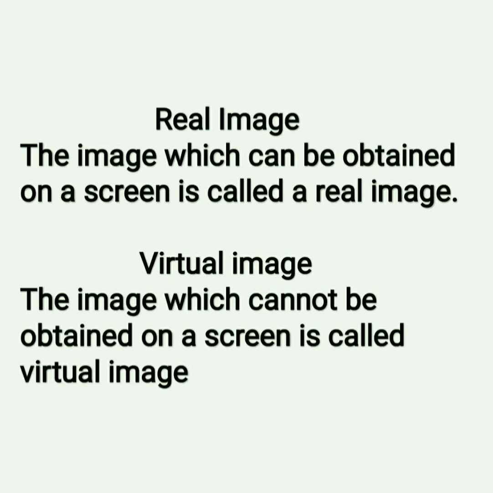Now, let us try to define the two terms real image and virtual image. Real image: the image which can be obtained on a screen is called a real image. For example, image formed on a cinema screen is a real image. Second, virtual image: the image which cannot be obtained on a screen is called a virtual image. It can only be seen by looking into a mirror. A real image can be formed on a screen because light rays actually pass through it, but which does not happen in case of a virtual image that we have already seen in the video.